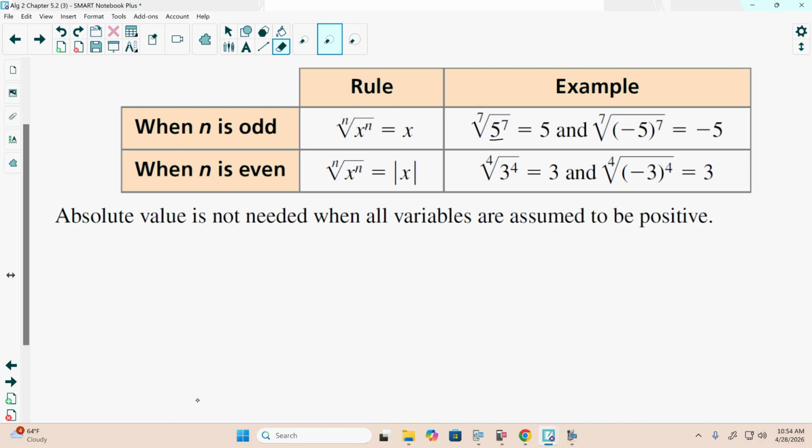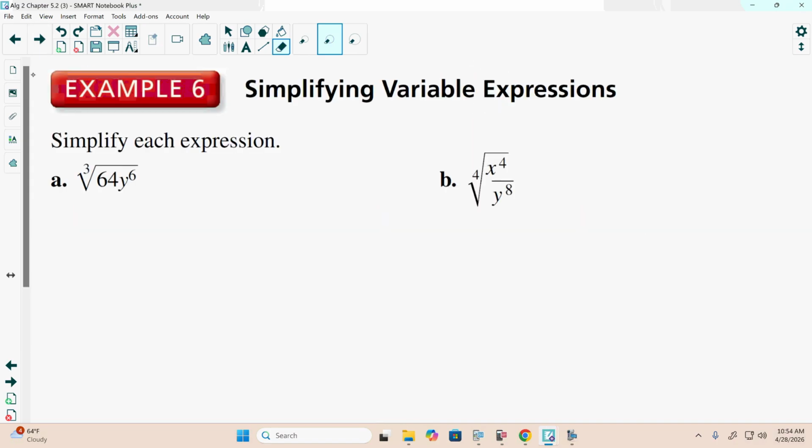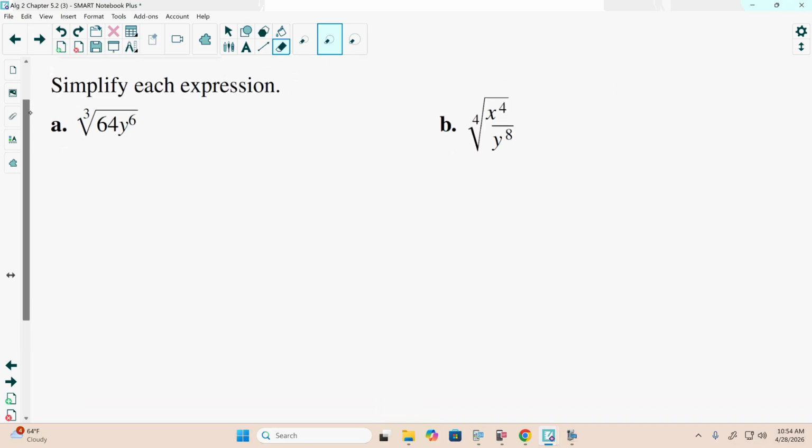Because the 4th root of negative 3 to the 4th is going to be positive 3, not negative 3, because of how we apply properties of powers. So if we have an even root of a variable to an even power, we have to put absolute values around it to offset the negative. I'm not going to count off for it necessarily, but it is something to note. So with that in mind, let's look at simplifying these here.